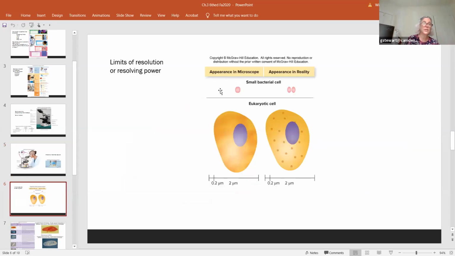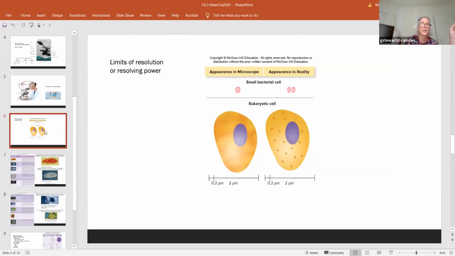Now, even using that, there is a limit, which we call the resolving power of a lens. There is a limit to how clearly you can see something as it gets magnified. This is just an example that was in your book. I put it in here for two reasons. One, because it actually shows the limit of the resolving power of a compound bright field microscope, which is 0.2 micrometers.